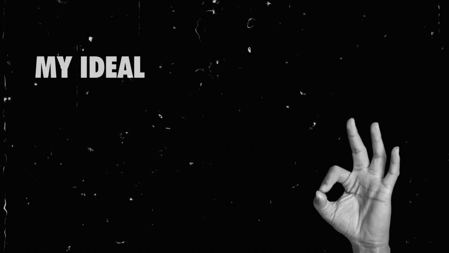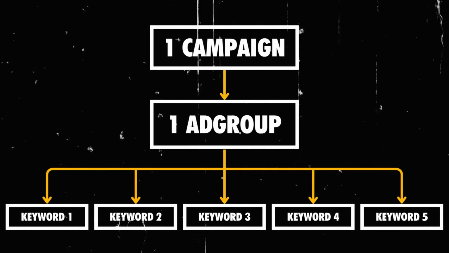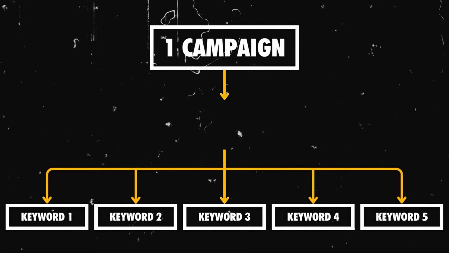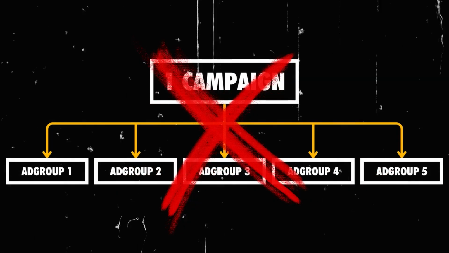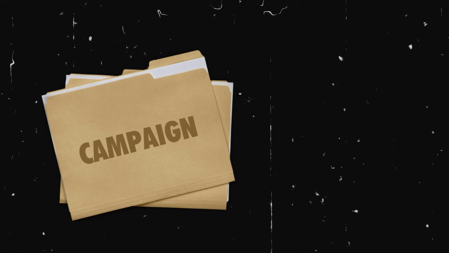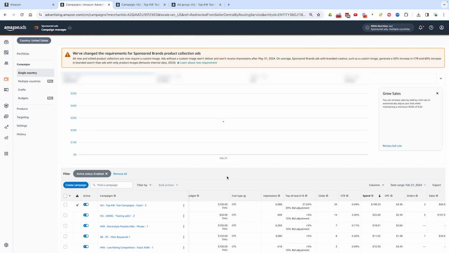Here's my ideal campaign structure. One campaign, one ad group, no more than 5 keywords. Let me explain why. So why do I have only one ad group in the campaign, not multiple ad groups? Here's the deal, right? Let me explain campaign versus ad group. A campaign is kind of like a folder that has ad groups. The ad groups are inside of the campaign and they hold keywords. So keywords are basically what gets advertised. They're held inside of an ad group, and multiple ad groups are held inside of a campaign.